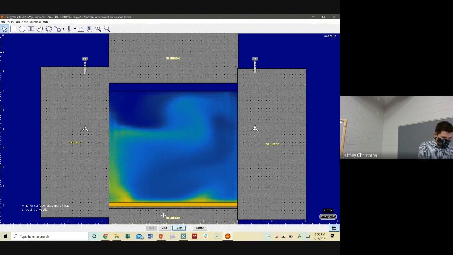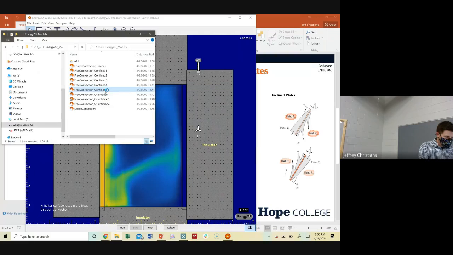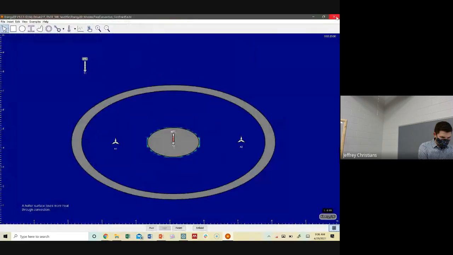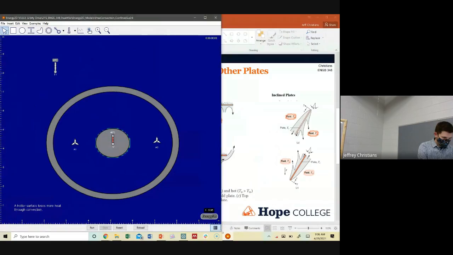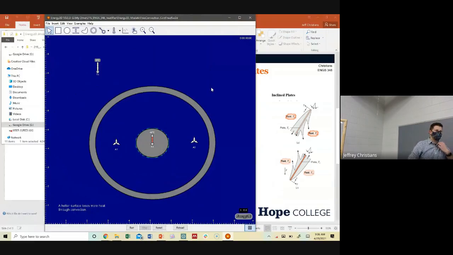All right, we'll stop that one. Okay, last one. A lot of times this geometry actually shows up quite regularly, where you have a hot center and a cold outside, and there's a fluid in between the two systems. So you have a fluid in this annulus.